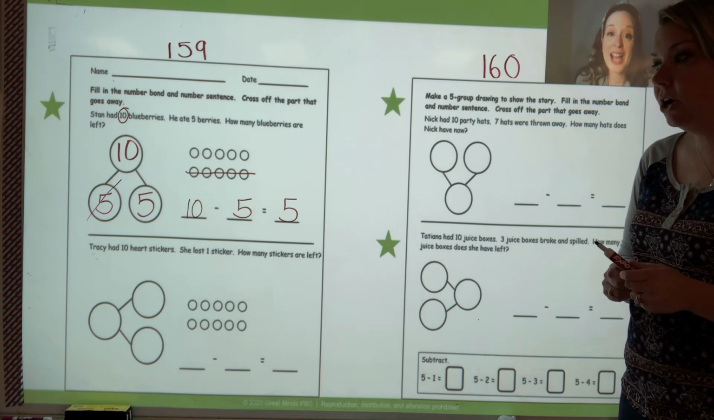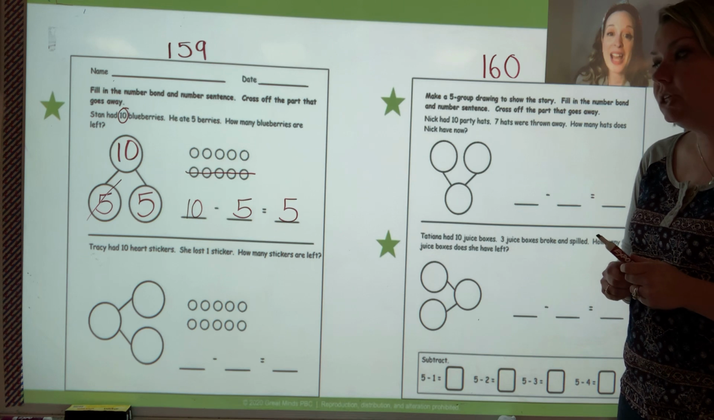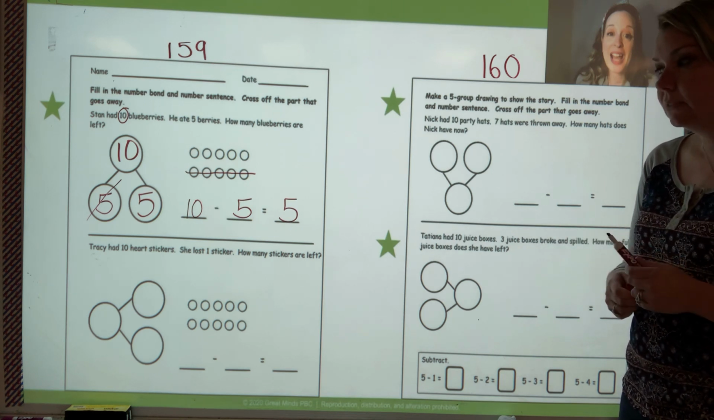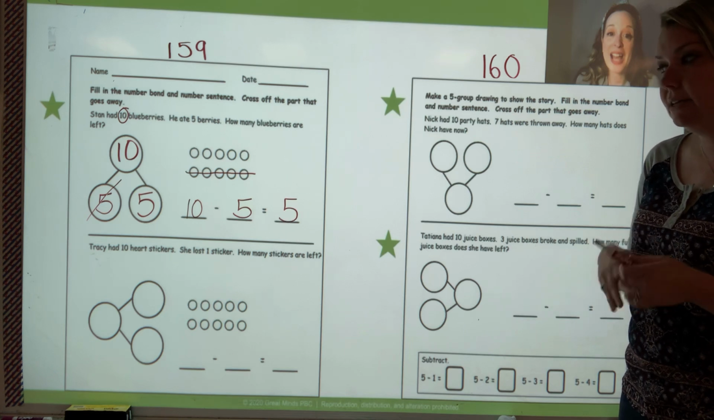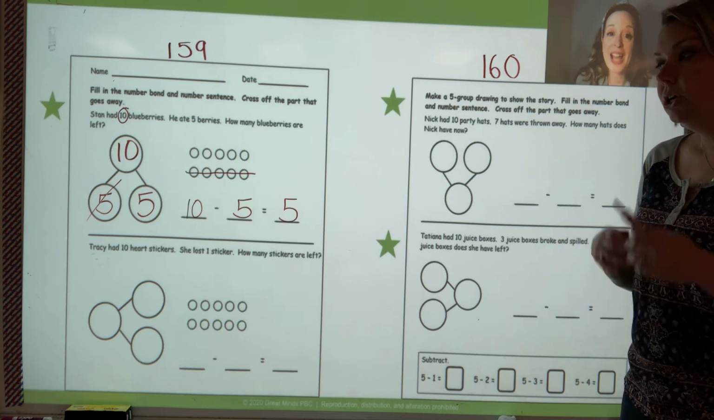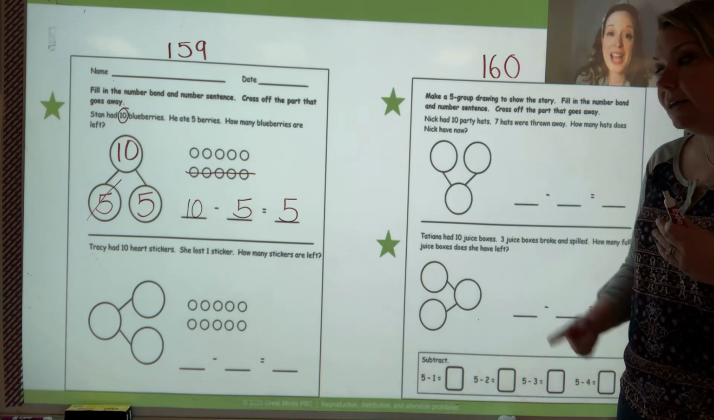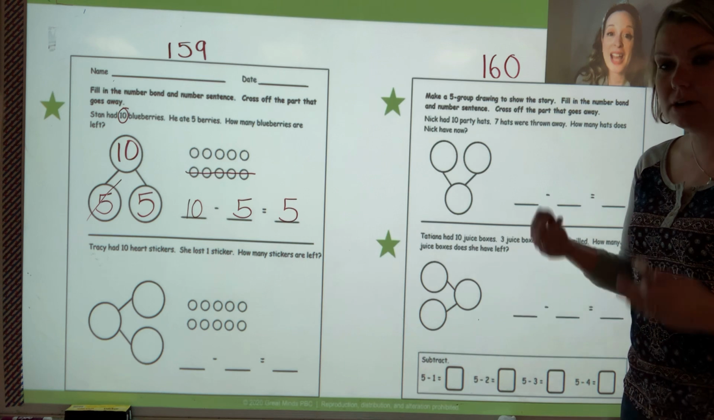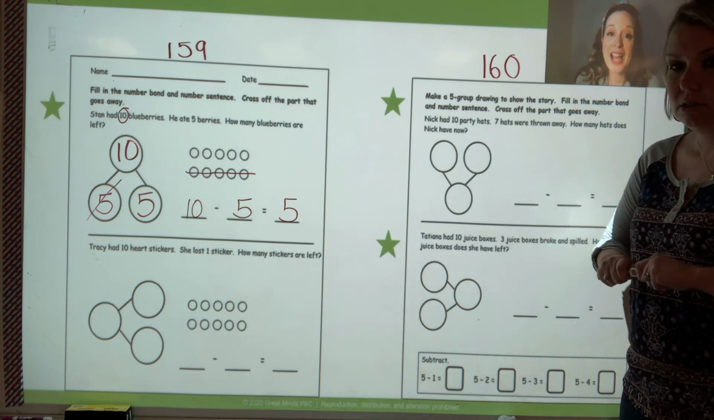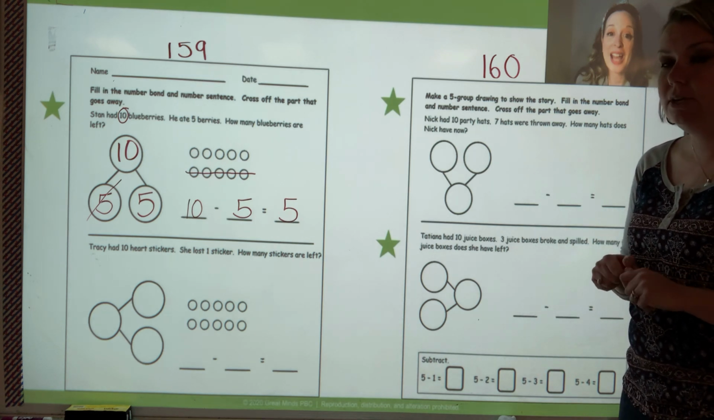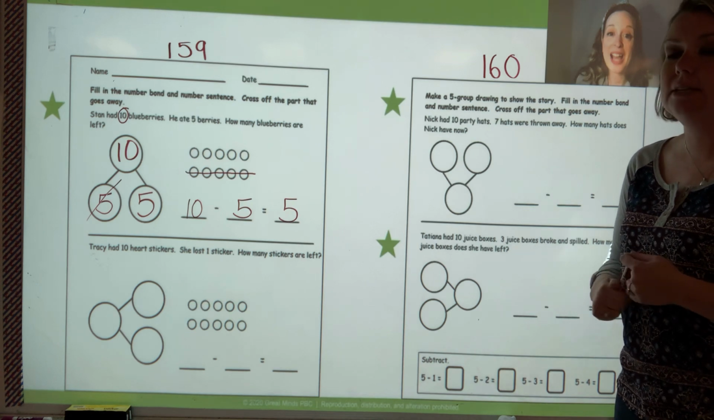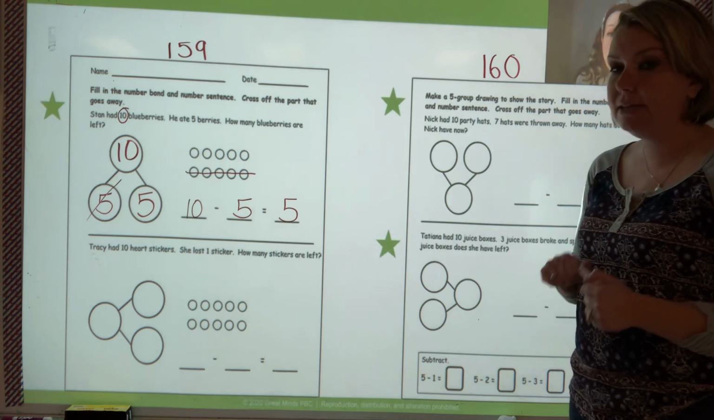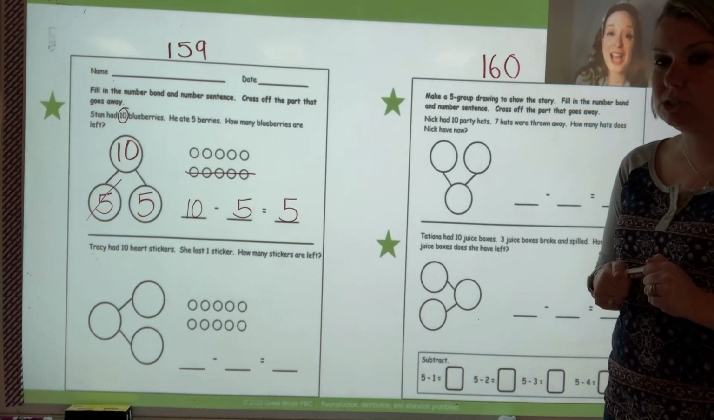Tracy had 10 heart stickers. She lost 1 sticker. How many stickers are left? When you're finished, raise your hand. It's not a race, remember that. I don't call on the first one. I wait until most of my friends are finished.